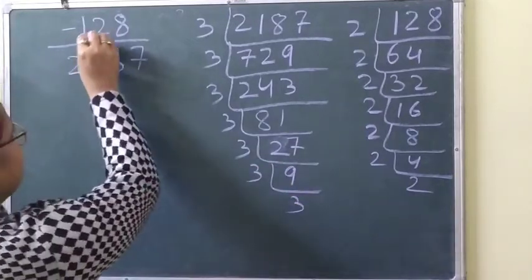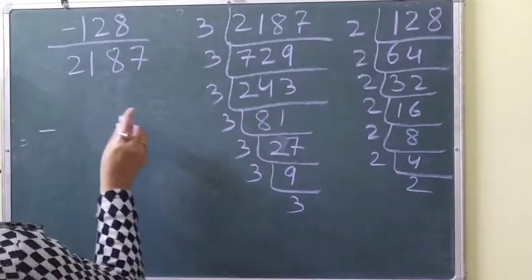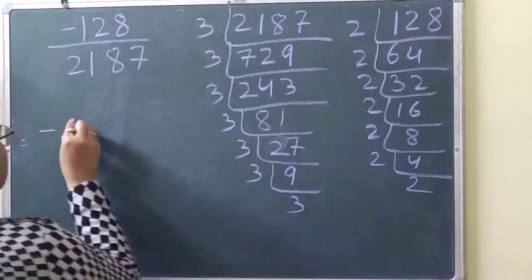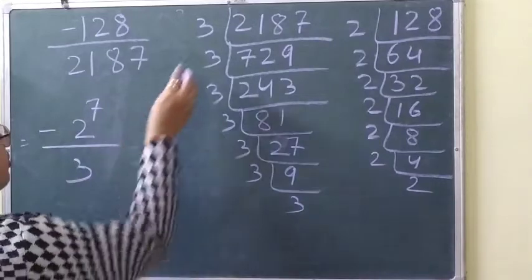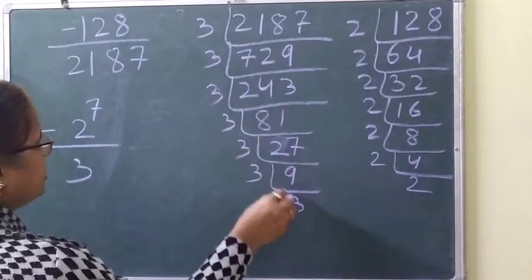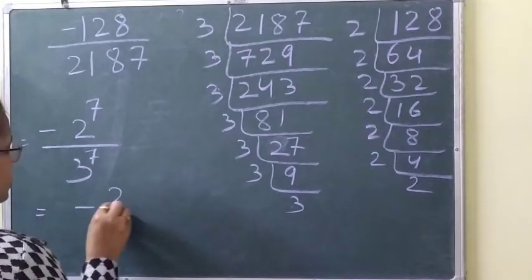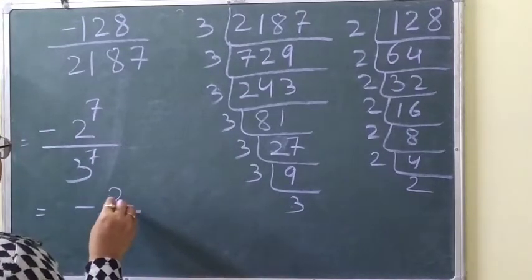So in place of minus 128, what can we write here? Minus 2 to the power 7, then 3 to the power 7. Or we can write (minus 2 by 3) to the power 7. Clear? Minus 2 by 3.